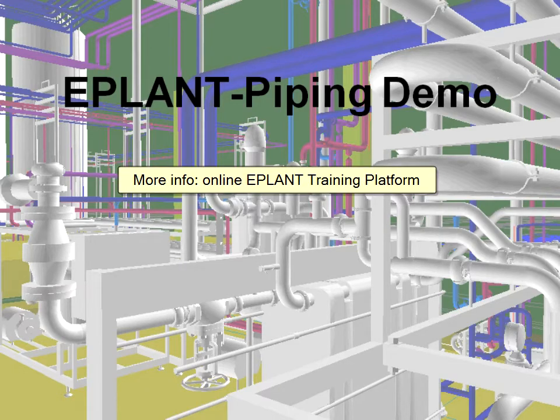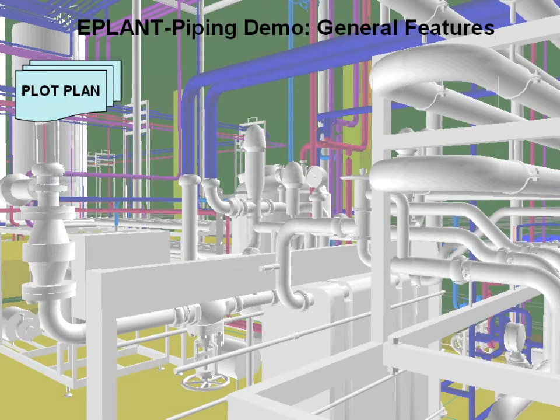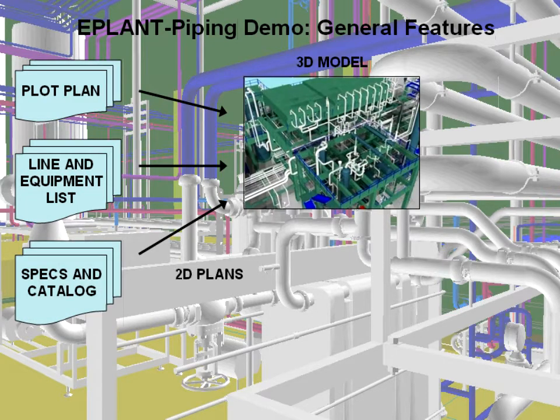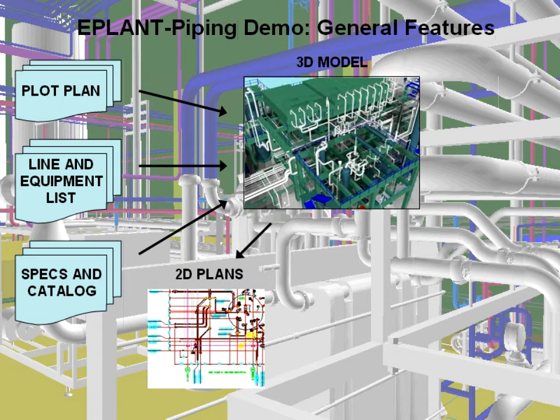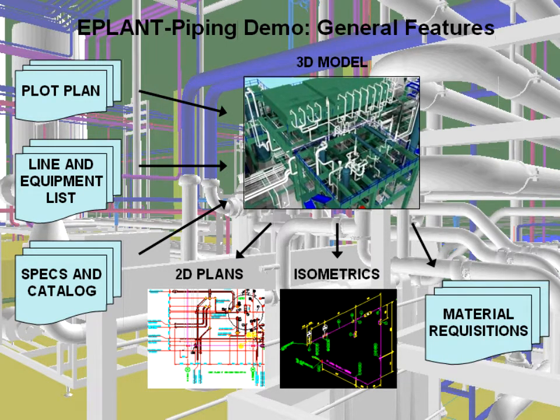This is a brief demo of the EPLANT-Piping system. For more detailed information, go to the online EPLANT training platform. EPLANT-Piping is used to create a virtual 3D model of a plant from project specifications, and from there automatically generate piping isometrics, 2D drawings, and material requisitions.